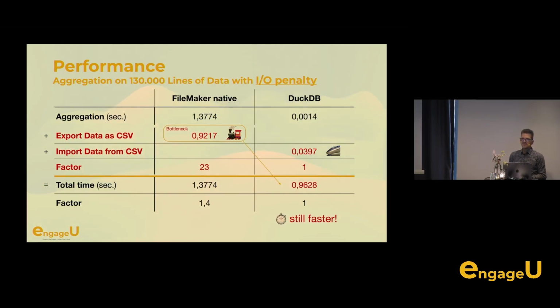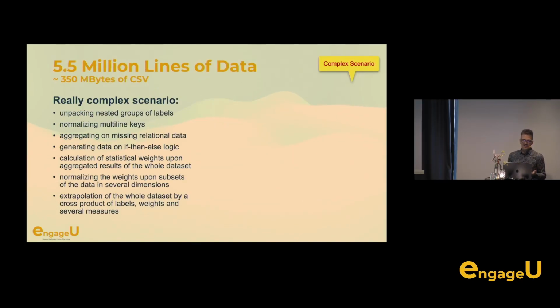Even if we export the data first and then do the aggregation with DuckDB, it's still faster than FileMaker native. And so it opens up the idea that it could make a lot of sense, for special use cases where you need this kind of aggregation that is costly or cumbersome to do in FileMaker, to use a special tool for it. And so I did.